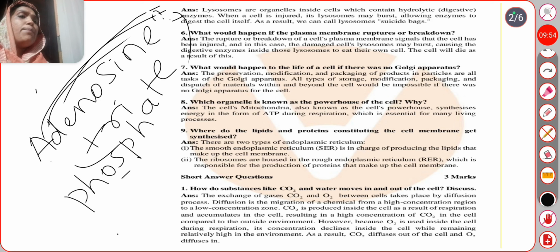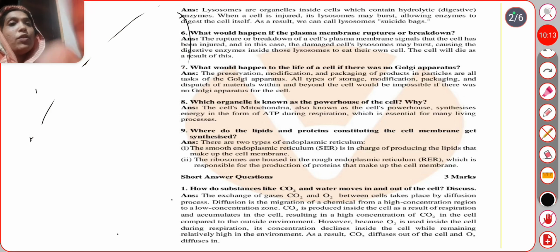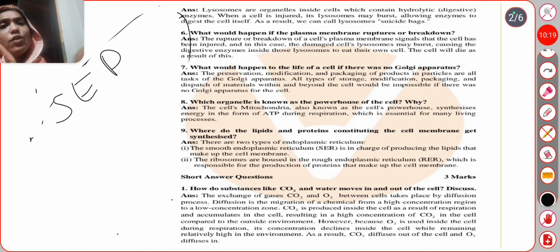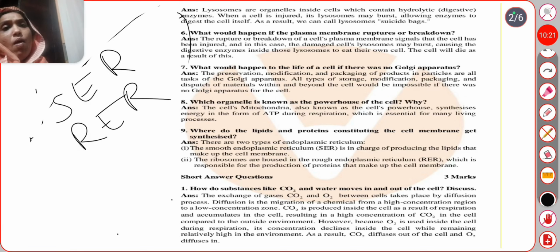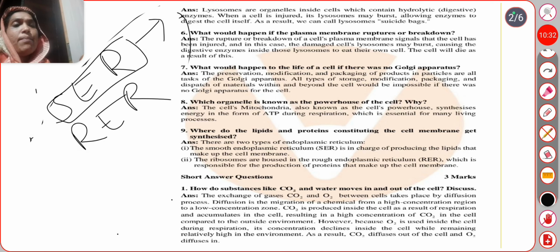Why do the lipids and proteins constituting the cell membrane get synthesized? There are two types of endoplasmic reticulum present. One is smooth endoplasmic reticulum, SER, and another is rough endoplasmic reticulum, RER. SER produces lipids that make up the cell membrane and help the cell membrane.